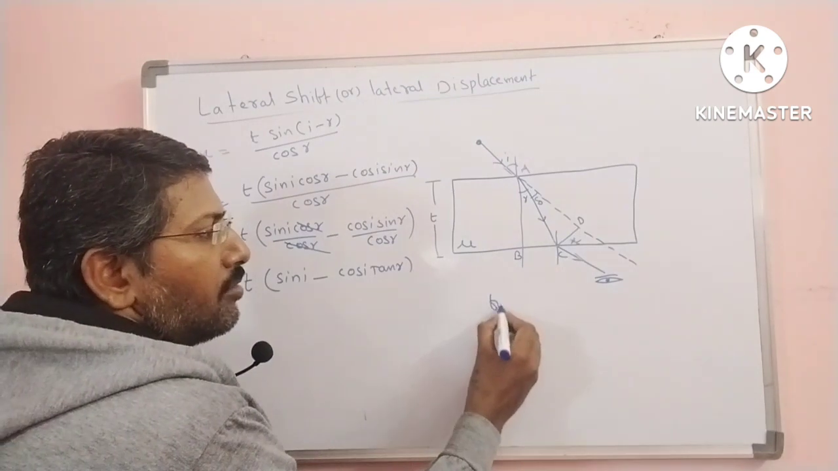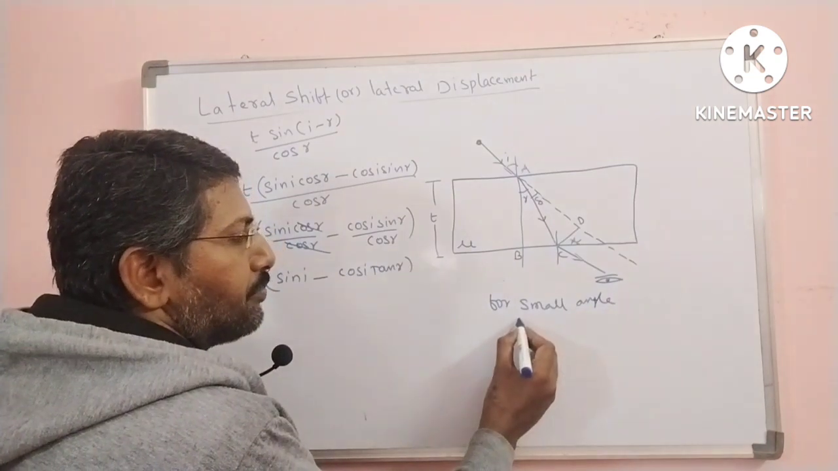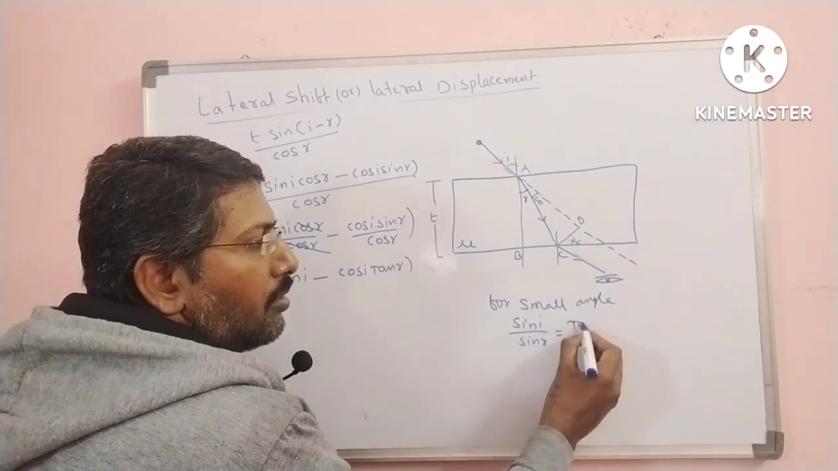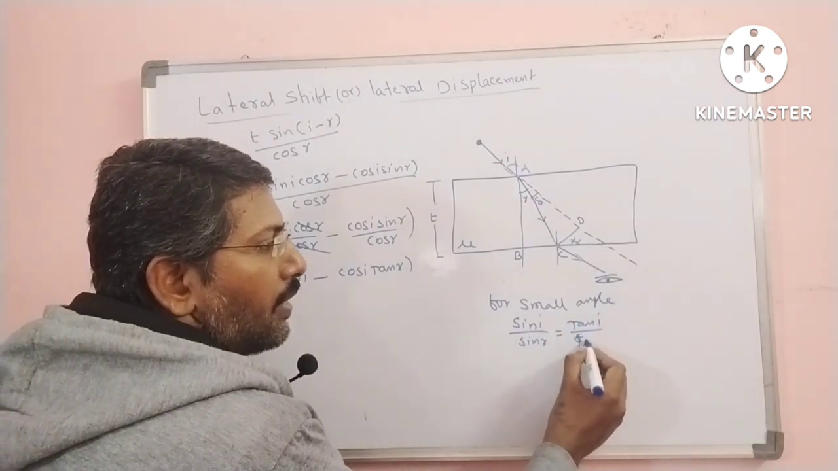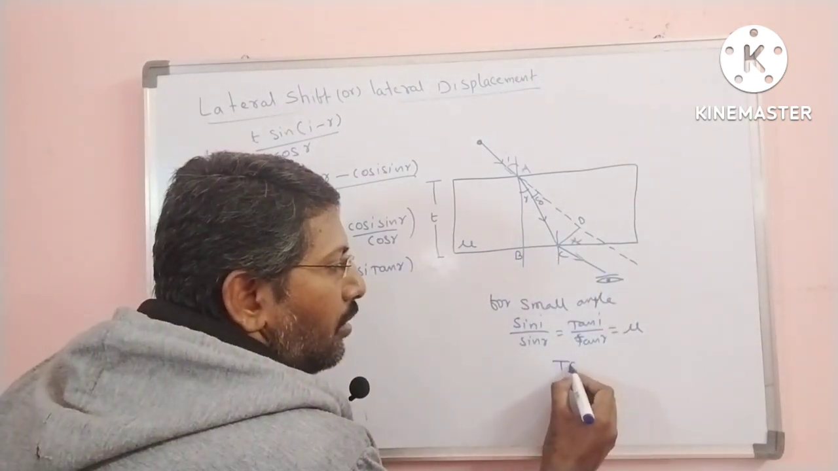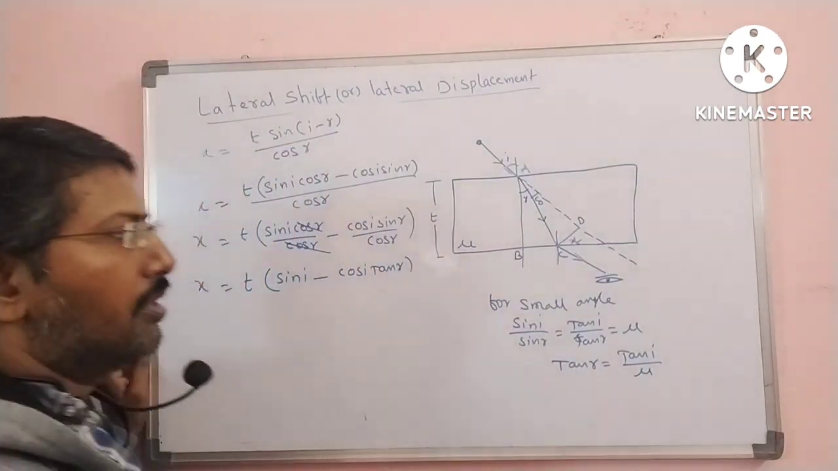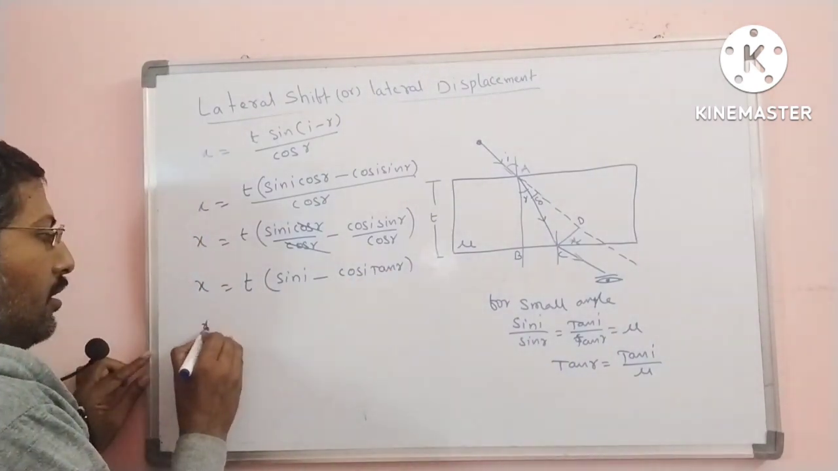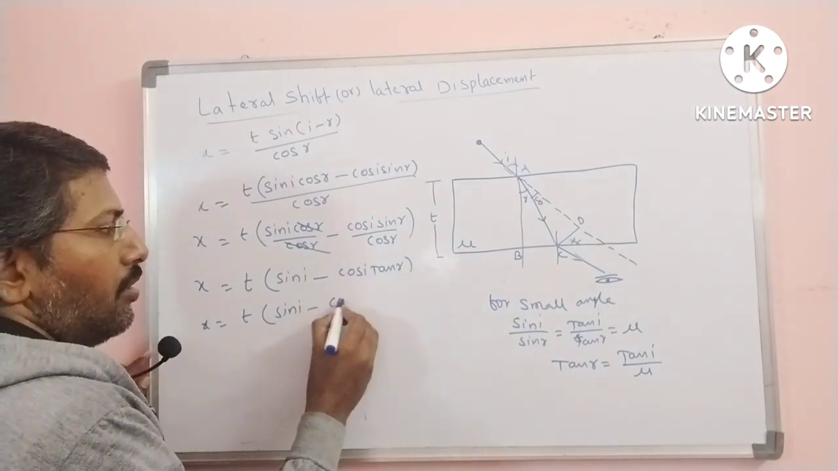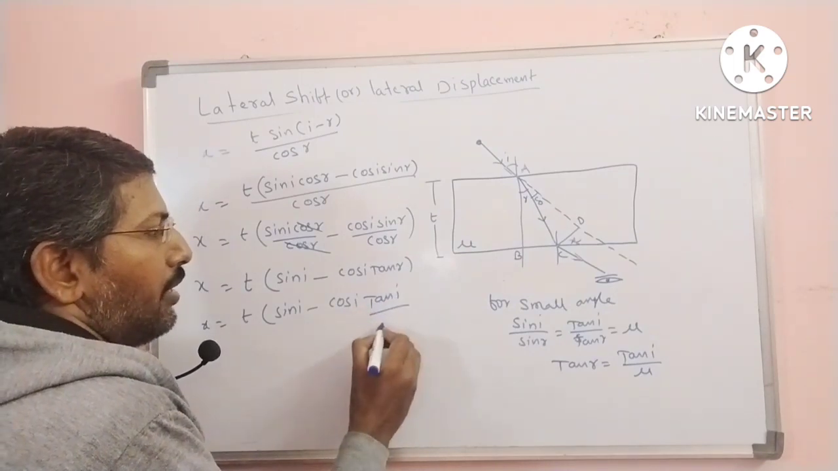For small angles, sin I by sin R equals tan I by tan R equals mu. So tan R is equal to tan I by mu. Now substitute this value here: T times sin I minus cos I tan R, where tan R can be written as tan I by mu.